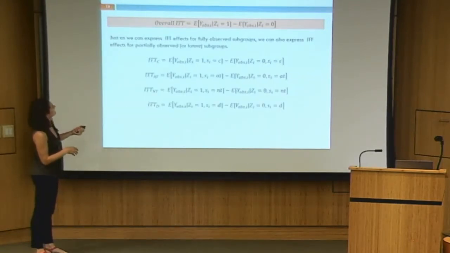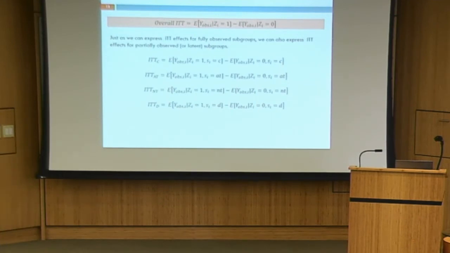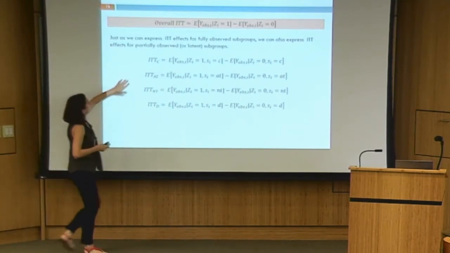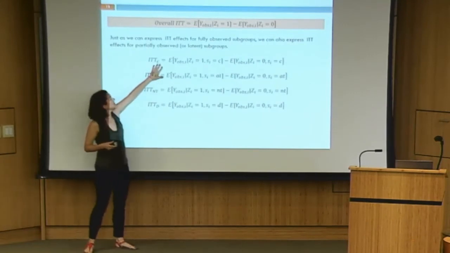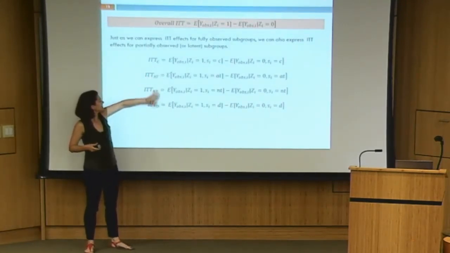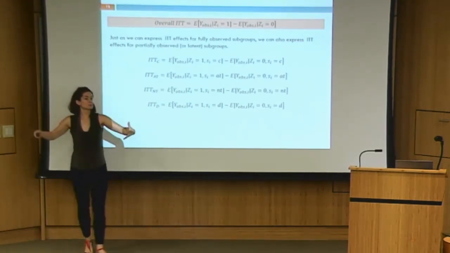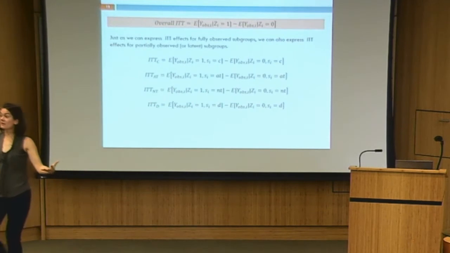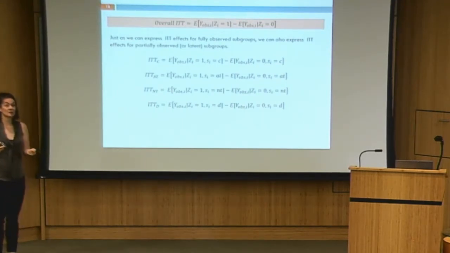Okay? So we can do exactly the same thing. We can express the same kinds of ITT effects of interest for our different principal strata, right? We can express an ITT effect for our compliers, for our always takers, our never takers, and our defiers. So we can express those things in theory. We just don't always observe the groups that people belong to, and so that's the challenge that we'll face in estimation. Okay.